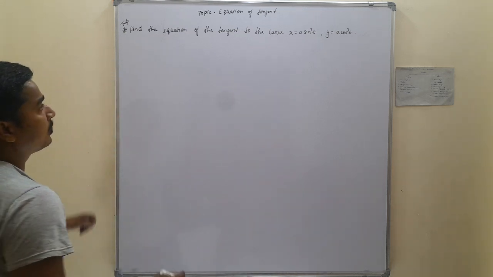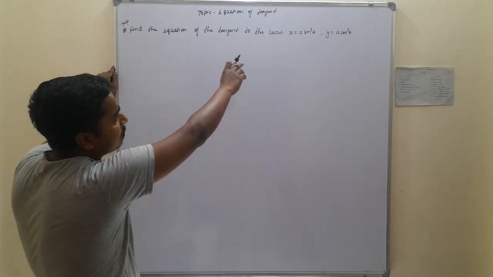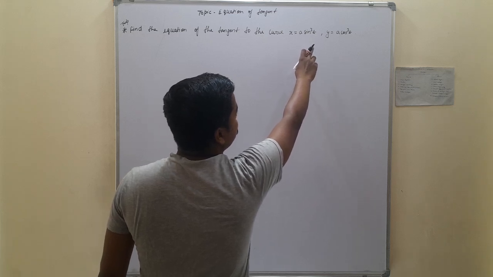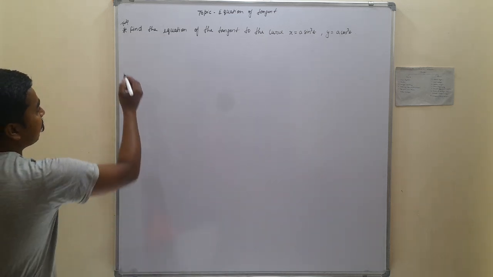Today we are going to solve a problem from the topic tangent and normal, and the question is based on the equation of a tangent. Find the equation of the tangent to the curve given by x equals a sin cube t and y equals a cos cube t. Let's solve the problem.